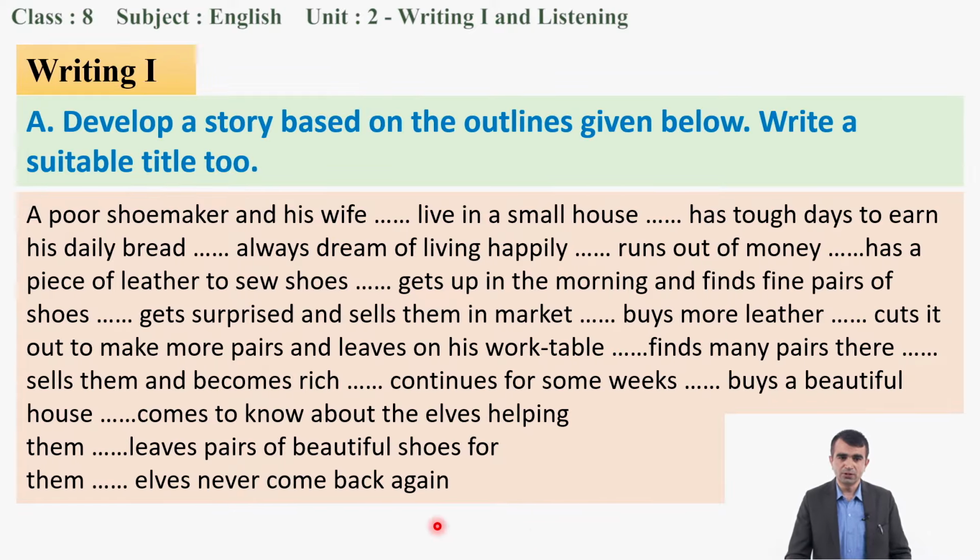Let's read. A poor shoemaker and his wife live in a small house, has tough days to earn his daily bread, always dream of living happily, runs out of money, has a piece of leather to sew shoes, gets off in the morning and finds fine pairs of shoes, gets surprised and sells them in the market, buys more leather, cuts it out to make more pairs and leaves it on his work table, finds many pairs there, sells them and becomes rich, continues for some weeks, buys a beautiful house, comes to know about the elves helping them, pairs of beautiful shoes for them, elves never come back again.